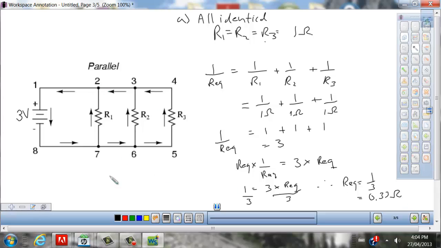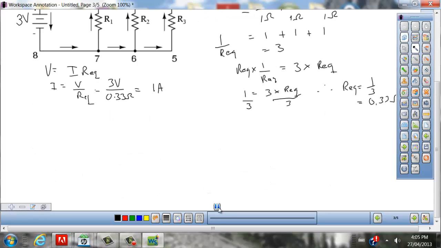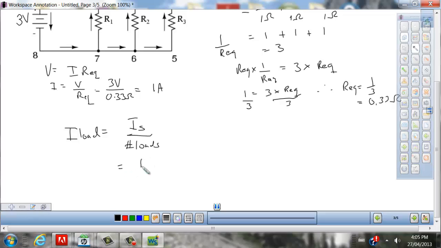So in this case, the current going through now becomes V equals I times R equivalent. We solve for I, I equals V divided by R, which will give us 1 amp in this case. So we have 1 amp of current coming from this circuit. And a nice little rule of thumb is that the current across each load is equal to the source current divided by the number of loads. In this case, that would be 1 amp divided by 3, or again 0.33 amps.